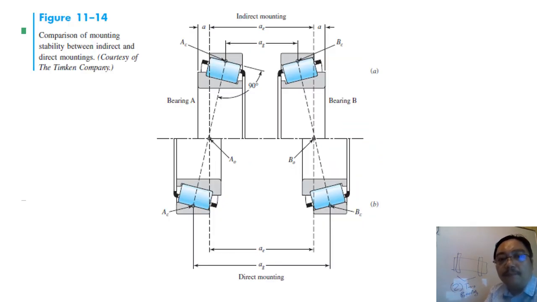Okay, this is the comparison of mounting stability between indirect and direct mounting, courtesy of Timken Company, which is the company mentioned in this textbook. Two companies mentioned in this book: SKF and Timken Company. Okay, so this is the indirect mounting. This is the direct mounting. So you can see here, indirect mounting. You can see the differences. If this picture is not clear for you, you can Google the images, as long as you can see what the differences between them are.